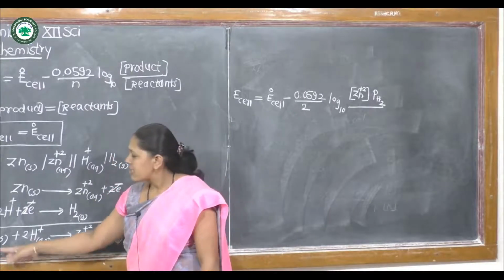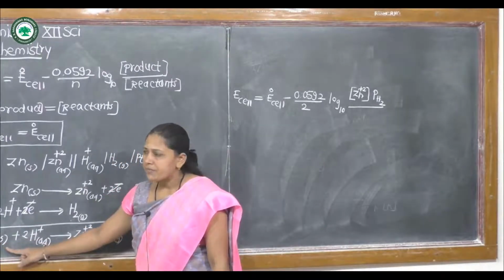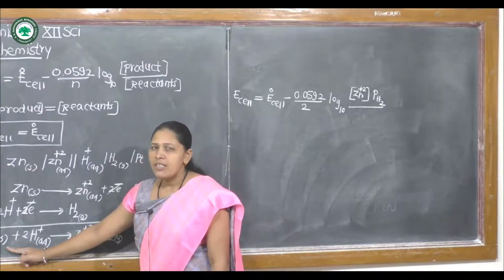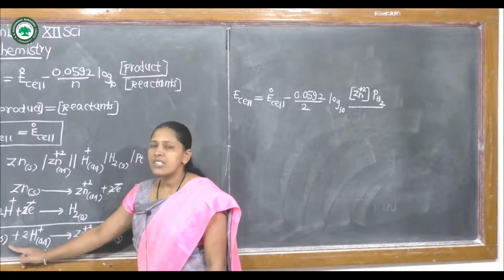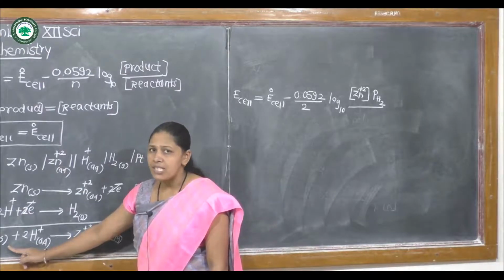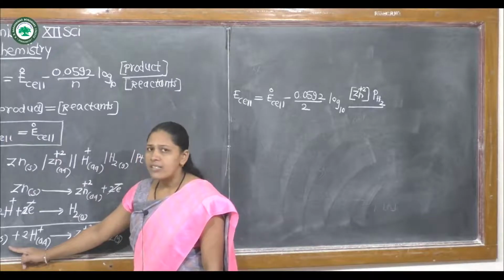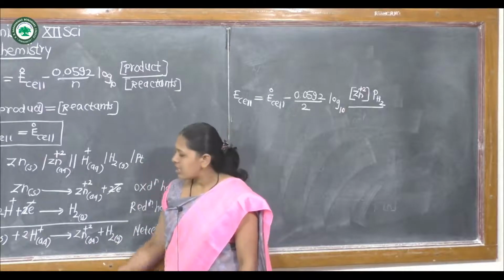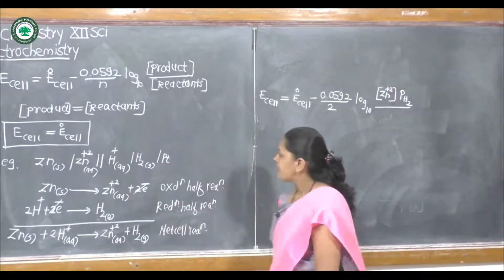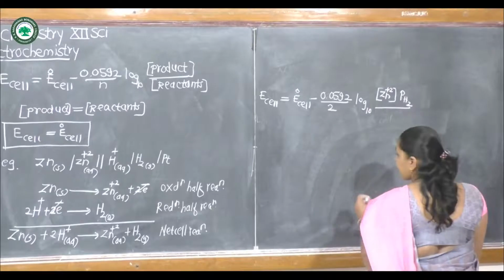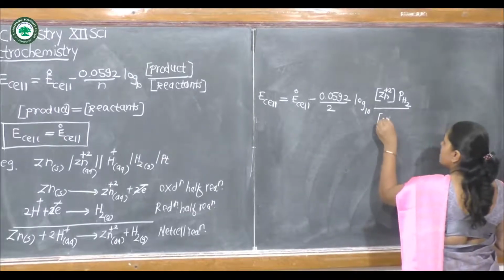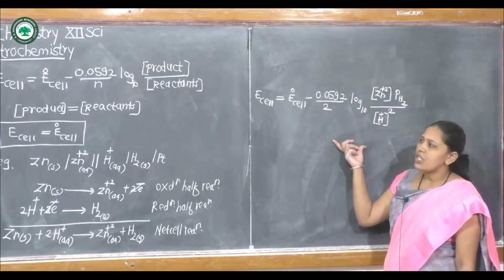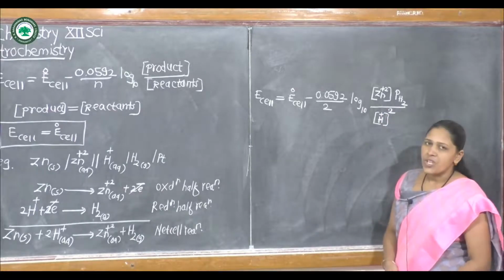Here there are two reactants, zinc solid. As said earlier, if any reactant or product is in pure solid state or liquid state, its concentration is taken as unity, therefore it is not necessary to write it in this equation. Then concentration of H plus, here 2 moles of H plus, that means concentration of H plus raised to power 2. From this equation we can calculate cell potential.